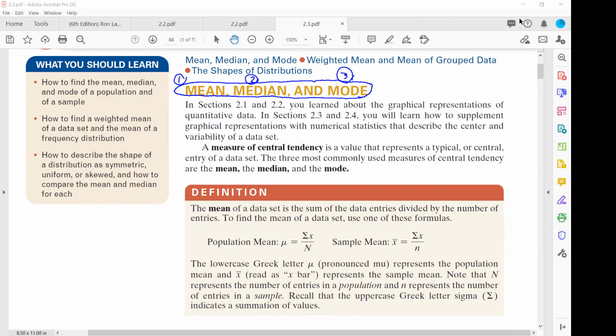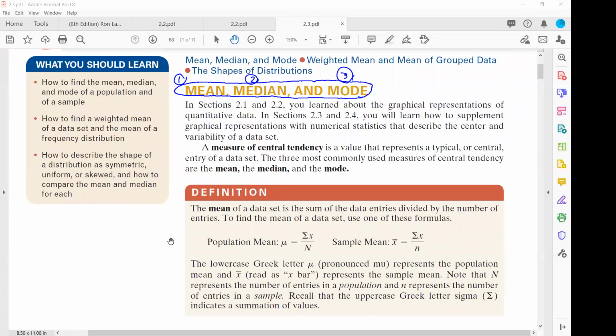And I don't know how to read this function. Thank you so much. That's absolutely fine. Thank you. Sample mean. The lowercase Greek letter, how do you pronounce it? That's okay. Let me take it over. Okay. Thank you so much.